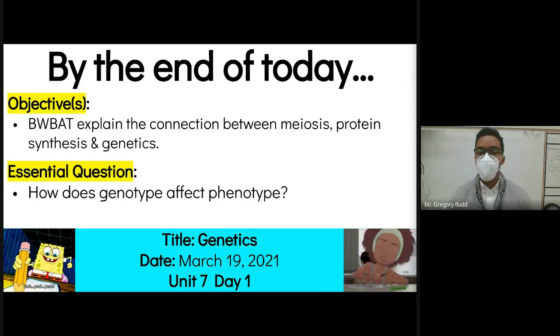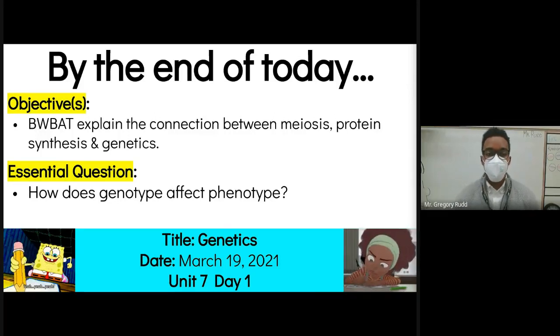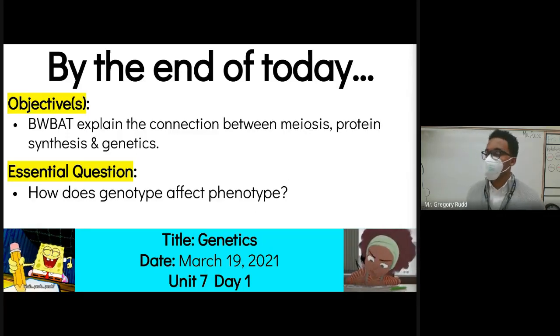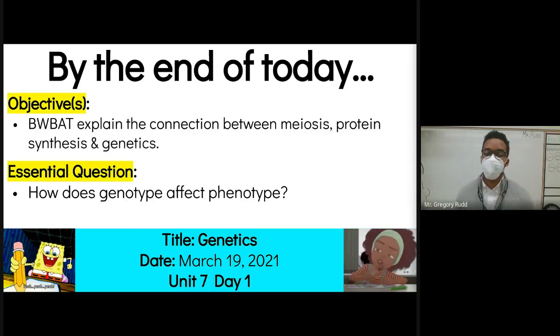So we see some old vocabulary words here in the objective: meiosis, protein synthesis. But we've also got some new vocabulary words: genetics, genotype, phenotype. We will seek to touch back on all of those words throughout this lesson today. So be ready. Hopefully your hands don't fall off, but I'll take my time and make sure you guys can get down everything you need. Okay, let's jump into it.